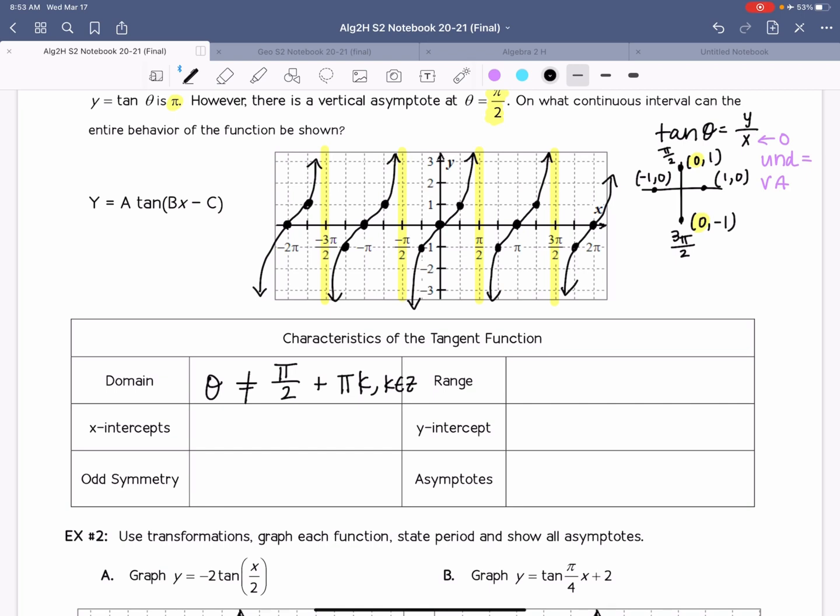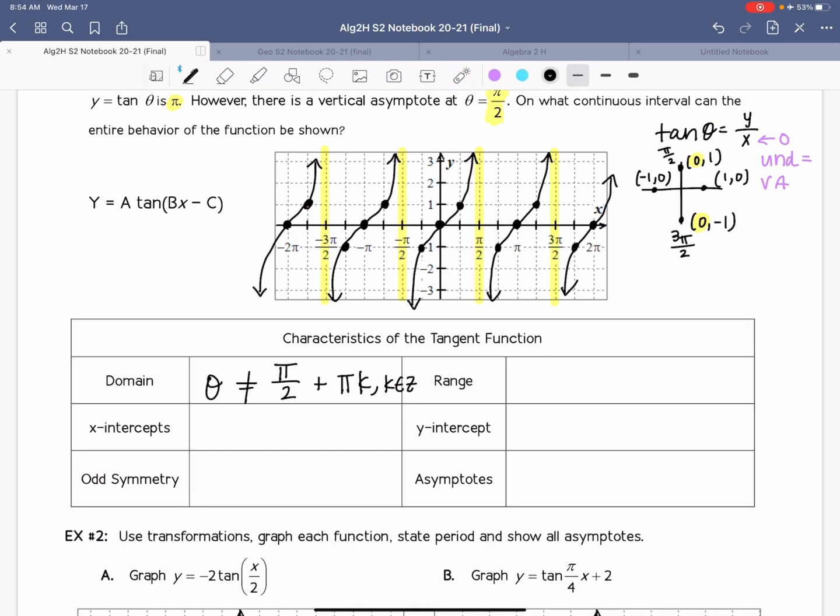Okay, do I have an x-intercept? Yes, I do. It's here at 0, 0, which would also be my y-intercept. That's my first one. And then I also have an x-intercept here, and here, and here, and here, and this will keep going forever. So we're going to write it the same way. My first one is at 0, and then it's going to repeat every pi distance. So that means 0, pi, 2 pi, 3 pi, 4 pi, 5 pi, 6 pi, 7 pi, 8 pi, 9 pi, and so on.